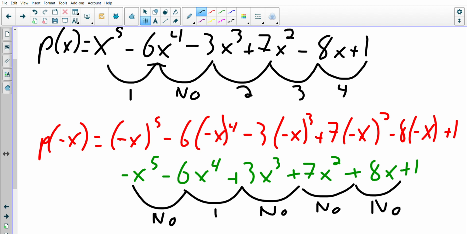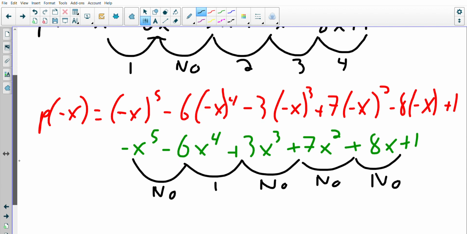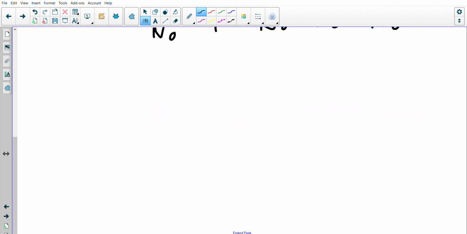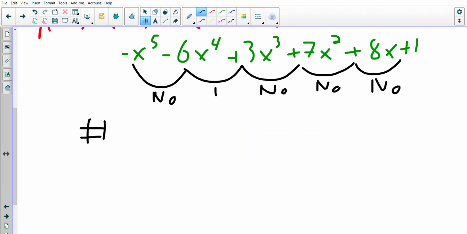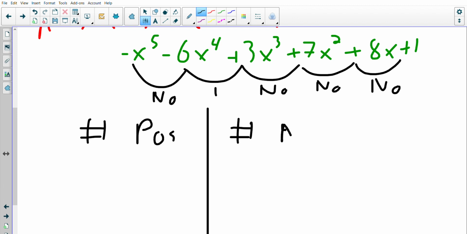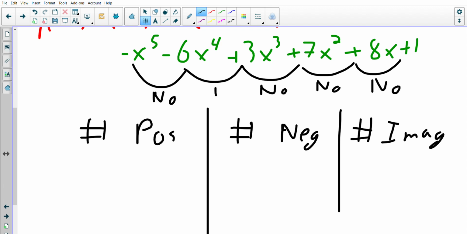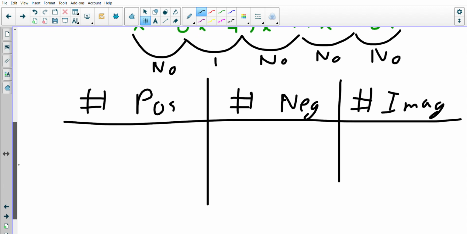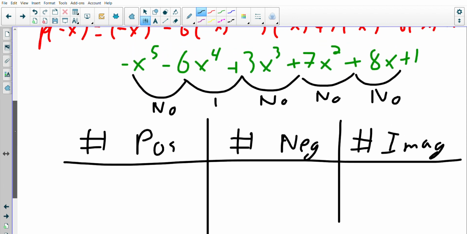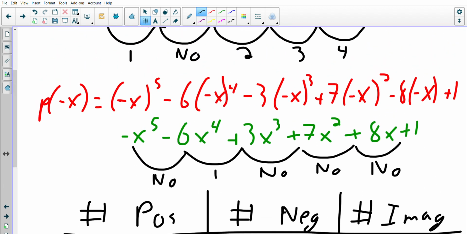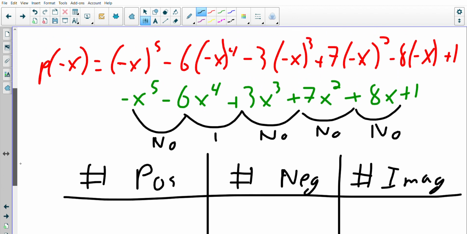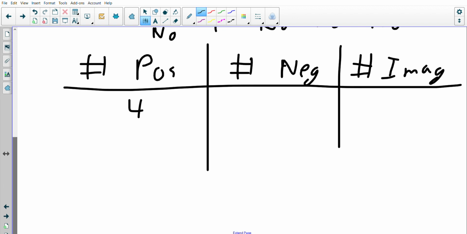Okay, so now let's make out a grid. Okay, now I'm going to extend my page here. So we have number of positives. We have number of negatives. And we have number of imaginary. Okay, so now positives. This could be, remember, the number of sign changes or less by 2's. Okay, so it could be 4, it could be 2, or it could be 0.